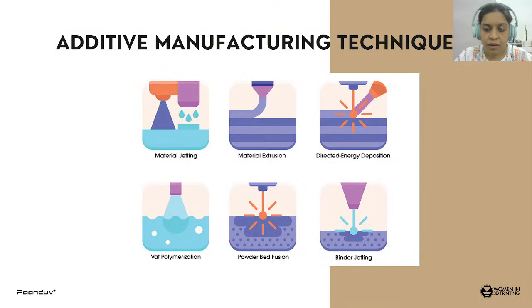There are many techniques of additive manufacturing, starting from material jetting, material extrusion, directed energy deposition, vat polymerization, powder bed fusion, and binder jetting. These processes are significantly different from each other in terms of the raw materials used, how the energy is provided to these systems, and the physics behind them.